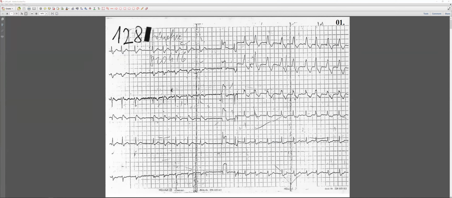Okay, so first of all, we can see that the ECG is not rhythmic. And also, there seem to be no P wave. And if you see here, the baseline is very irregular. So this is atrial fibrillation.